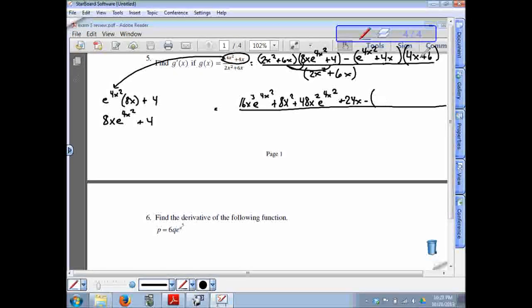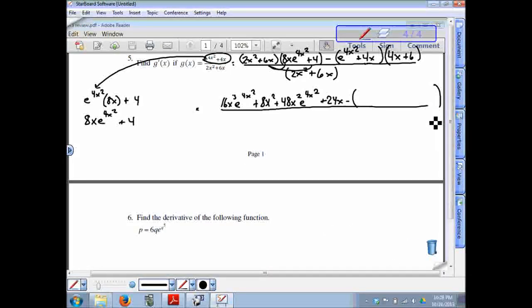Now we subtract the sum of all those terms. So it's going to be 4x e to the 4x squared. That's that times that. Here we're going to get plus 6e to the 4x squared. Here is 16x squared. And finally we have plus 24x. And remember, all of these terms inside are being subtracted.